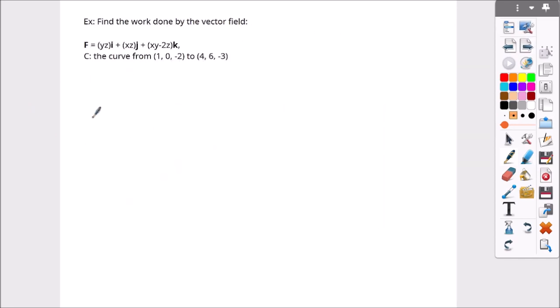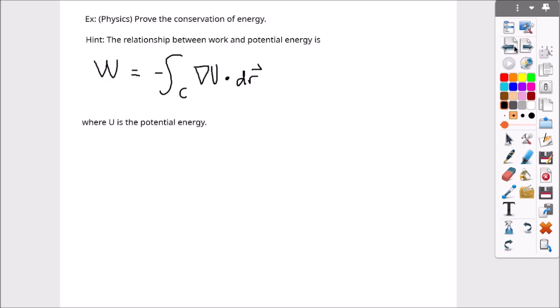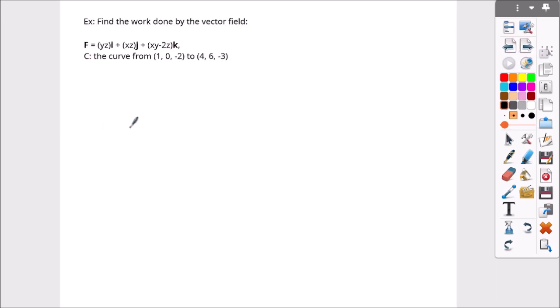All right, find the work done by the vector field. Let's find the work done by the vector field. So, do we have any more questions? Oh god, oh god, oh god. I don't think I'll be able to do all of them.